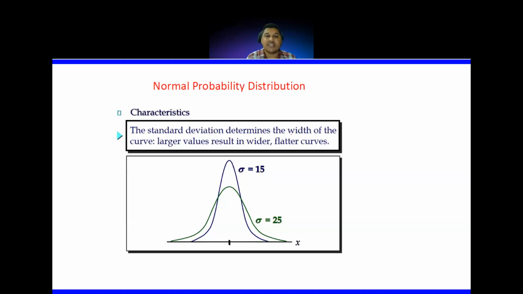Then, the standard deviation determines the width of the curve. Standard deviation defines the width of the curve. Larger values result in wider, flatter curves. See here in this example, the green color distribution has a large deviation because it is varying from here till here. Whereas for the smaller blue color one, the standard deviation is very, very low. So with the help of standard deviation, you can guess the width of the curve.